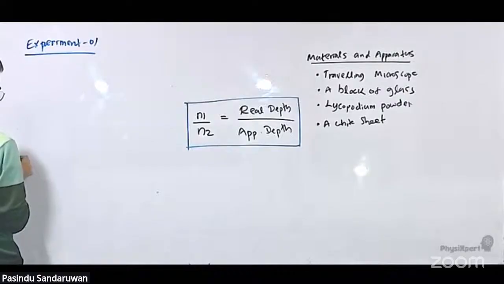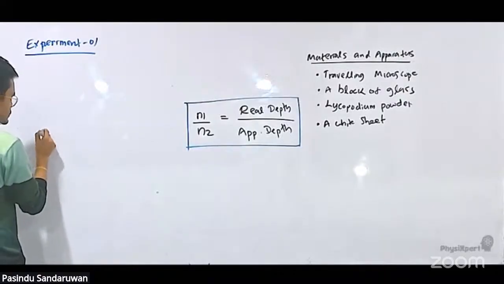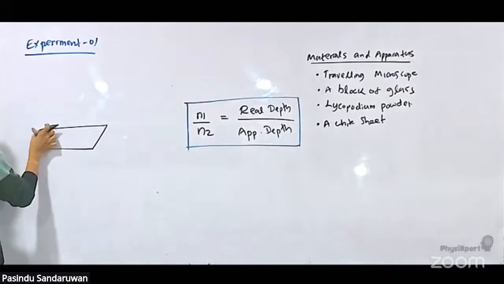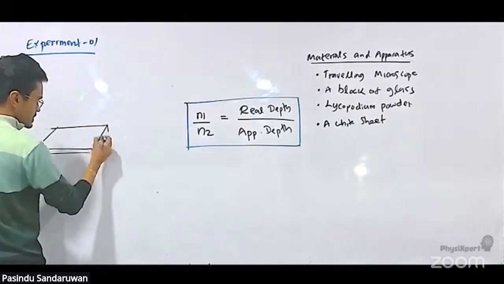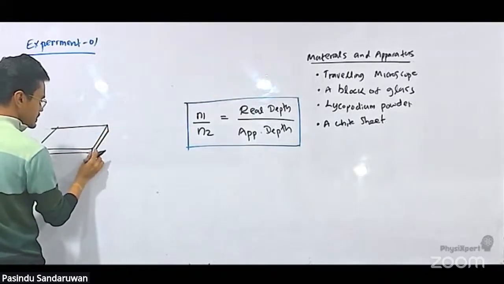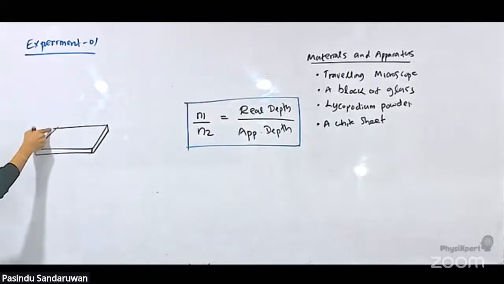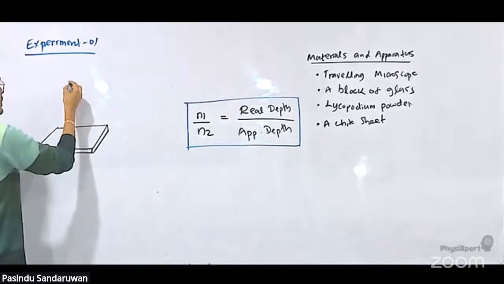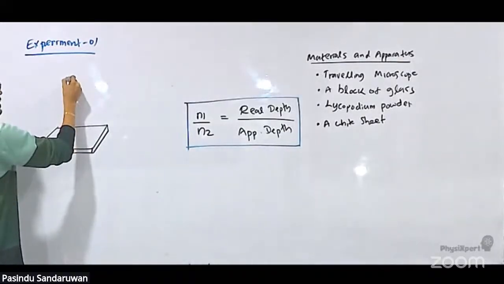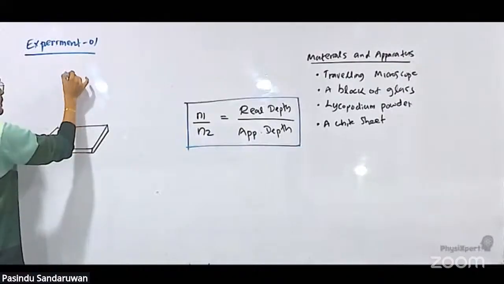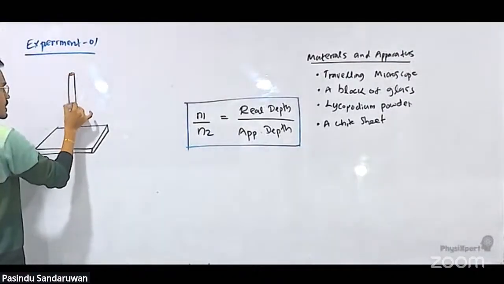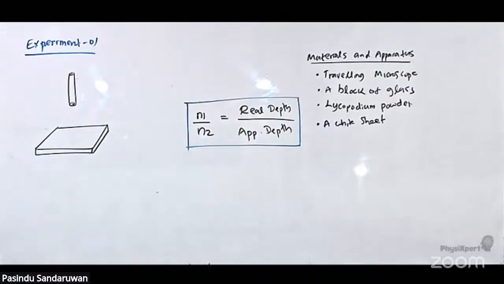Then the stage is leveled. If the traveling microscope is leveled, it means the stage of the traveling microscope is leveled like this. And our microscope, consisting of the eyepiece and the objective, is somewhere above it, like this.